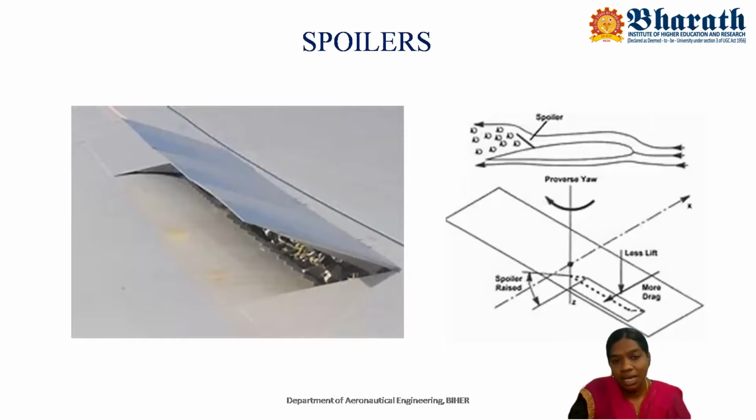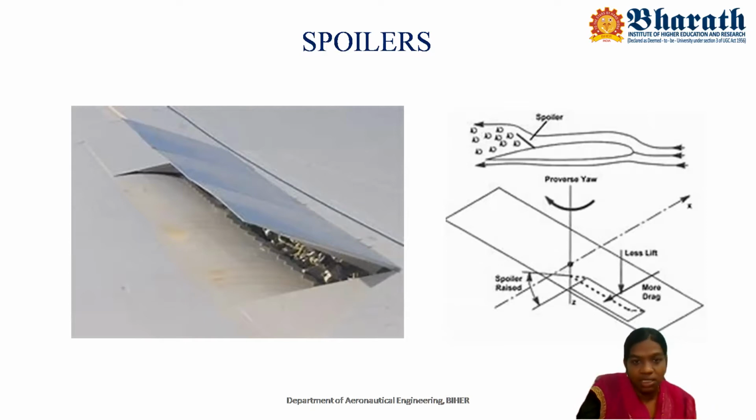And the next one is introducing spoilers. When you see the spoilers, this is what spoilers are. Spoilers can be deflected in only one direction. The spoilers are there to spoil the lift, so they will be deflected in the upward direction. Downward deflection will increase the lift, right, due to the pressure difference. Whereas the spoilers will be deflected only in the upward direction. When you see this figure, there is no possibility of the spoilers being deflected in the downward direction.